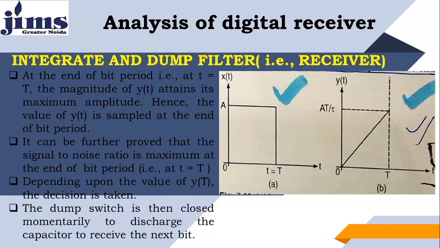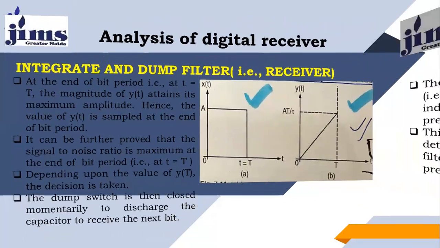So it is necessary that the capacitor should be empty before the next pulse or next bit reaches the receiver or the input of this filter. That's why the dump switch is closed momentarily to discharge the capacitor to receive the next bit.